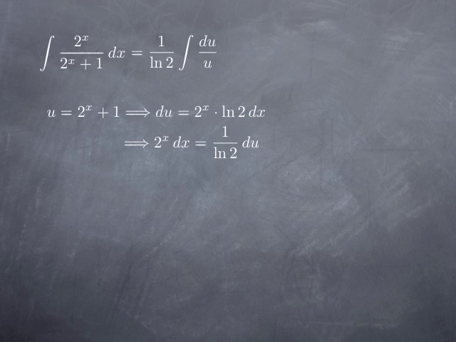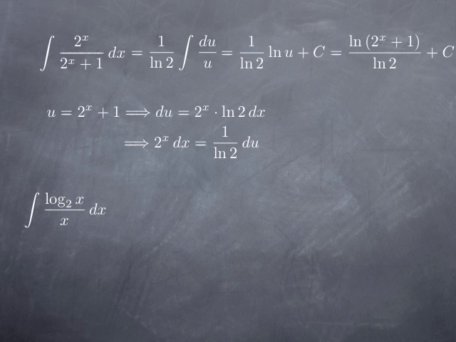But we know what that is. That's the natural log of absolute value of u, which in our case, because u is a positive function, is really just ln of u. And so we obtain natural log of 2 to the x plus 1 divided by natural log of 2, up to a constant.